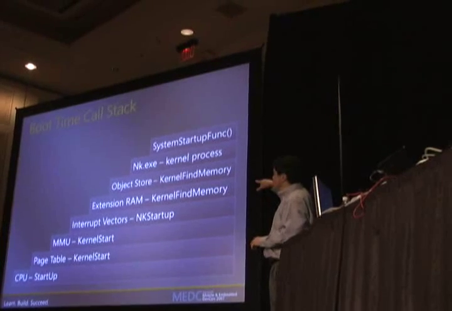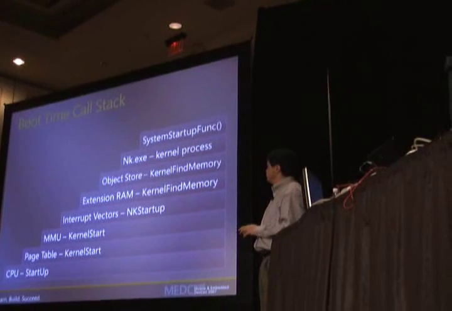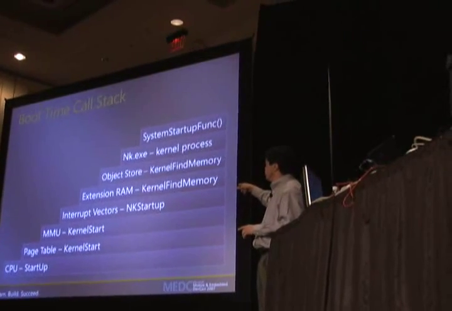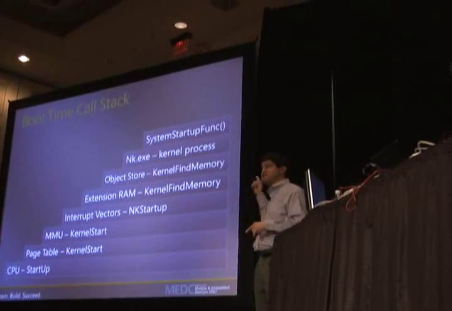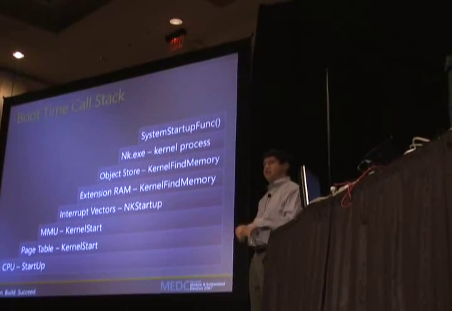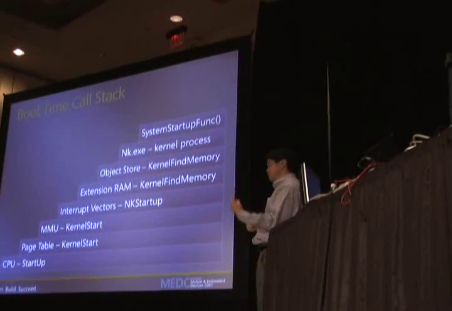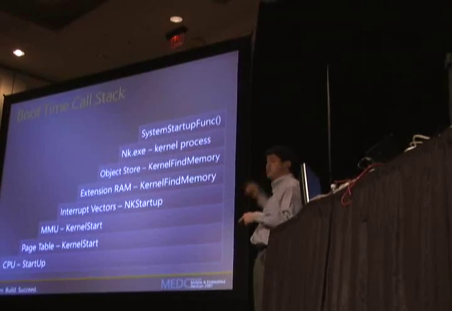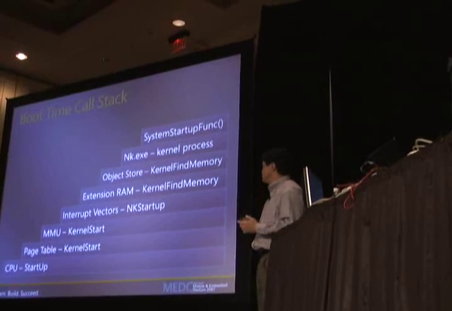Now the jump from starting up nk.exe to this next function, system startup function, is another weird one. So the jump to nk startup was weird. The jump to system startup function is a second weird one. That is the first scheduled thread in the OS. Prior to that running, there are no other threads except the single startup thread that's executing everything. There really isn't even a process except until NK comes along.